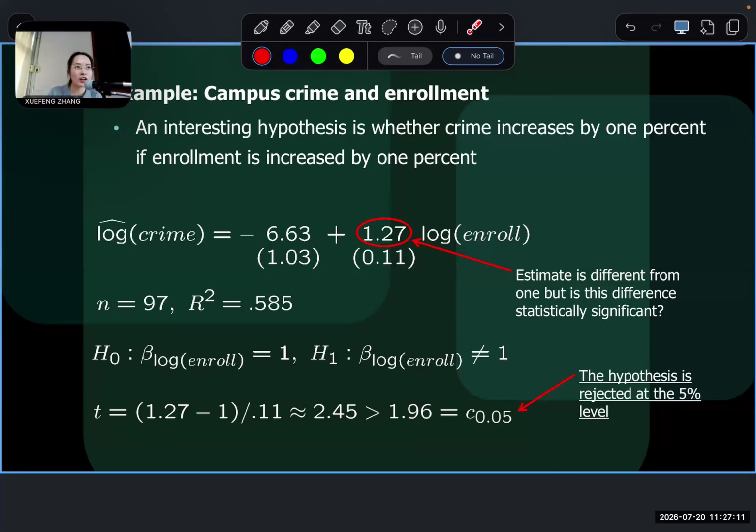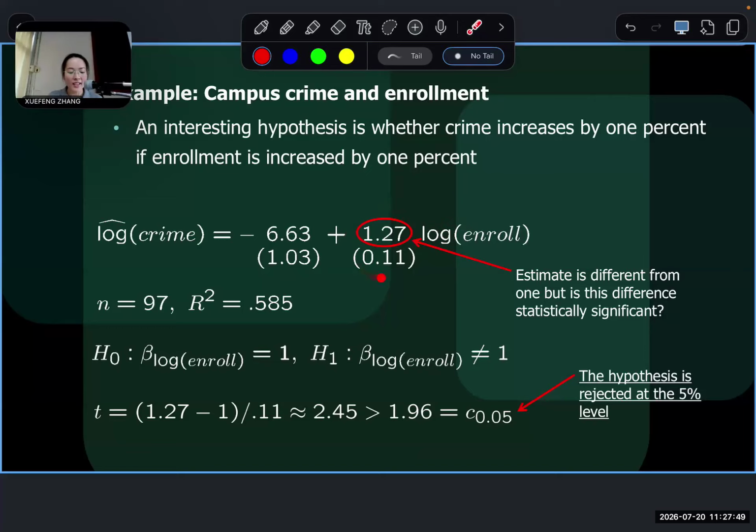If you want to follow, at least you should have my slides, all right? Okay, so let's see here. This is the example of testing against a value other than 0, okay? So this is our model. Log crime hat equals negative 6.63 plus 1.27 log enroll. So here you see our y and x, they are in logs, both of them.